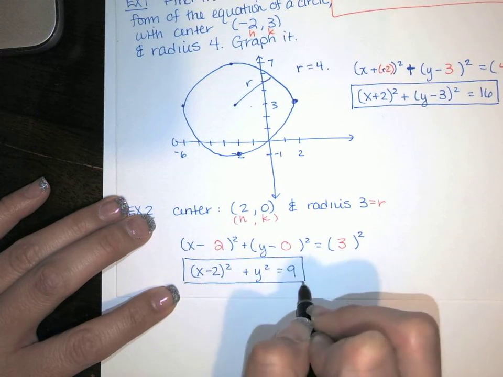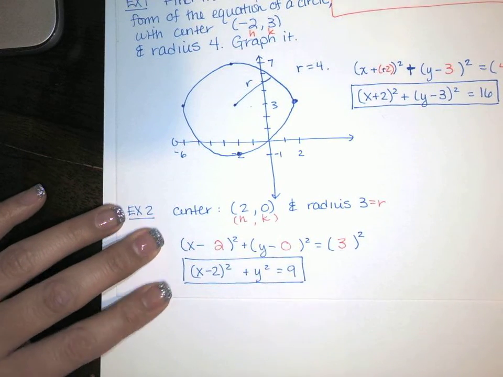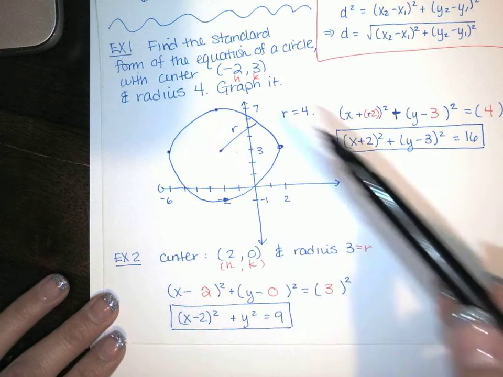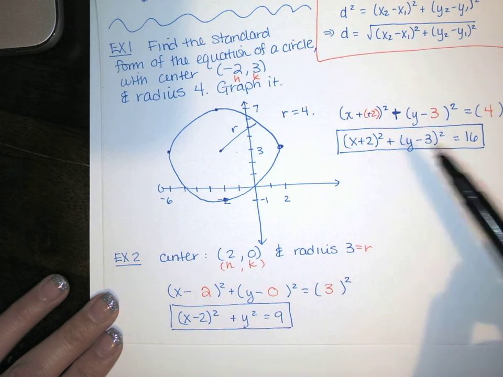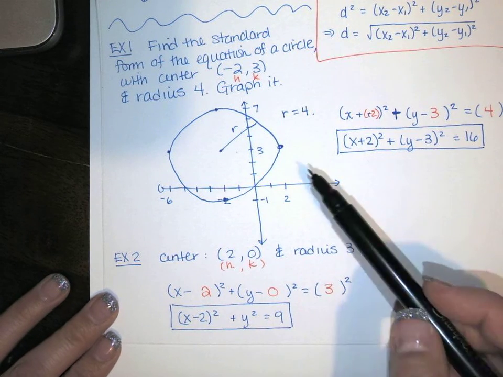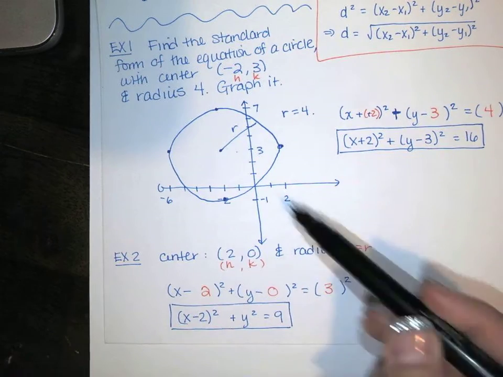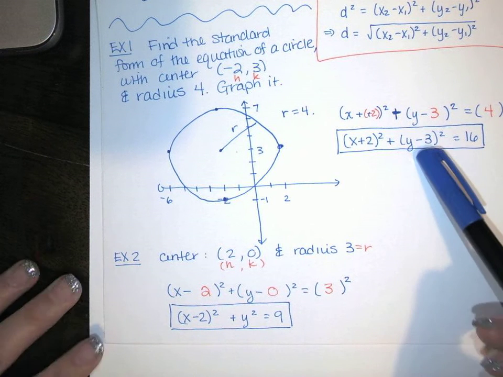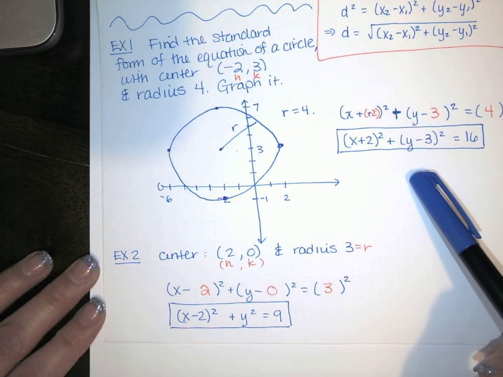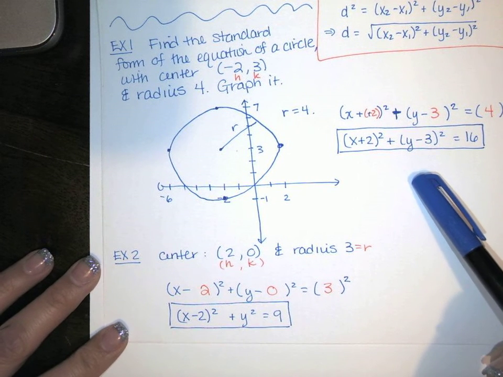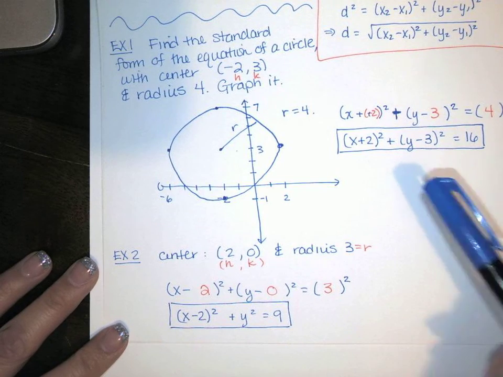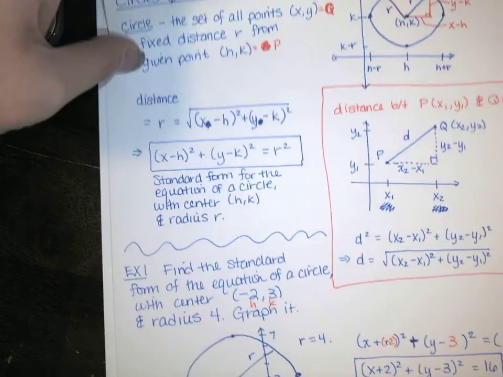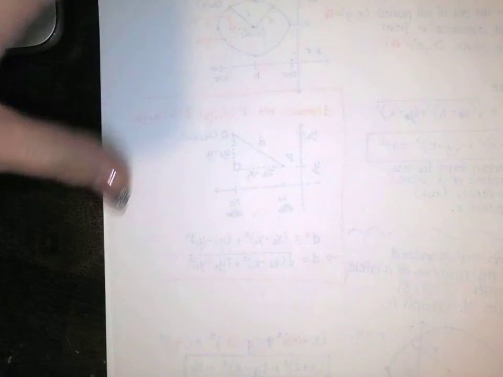Alright, so with regard to circles, I could give you the center and the radius and ask you to write the equation in standard form. I could also ask you to graph it. So we have two examples like this. Or we could go the other way. I could give you this equation in standard form, and I could ask you for the center and the radius. So be careful with this one. We're doing the same thing, just backwards.